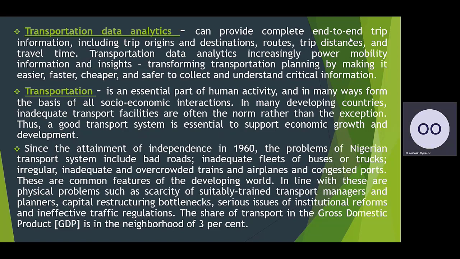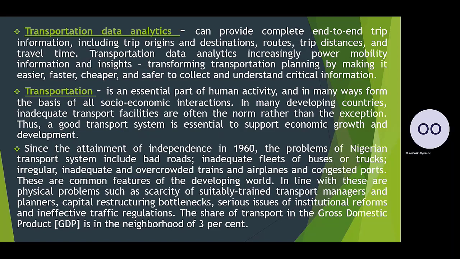I added that since the attainment of independence in 1960, the problems of the Nigerian transport system include bad roads, an inadequate fleet of buses or trucks, as the case may be, irregular, inadequate, and overcrowded trains and airplanes, and congested ports. People want to go out, people want to travel, people want to move their goods from one place to another. These are things that we have seen, and these are common features of the developing world.